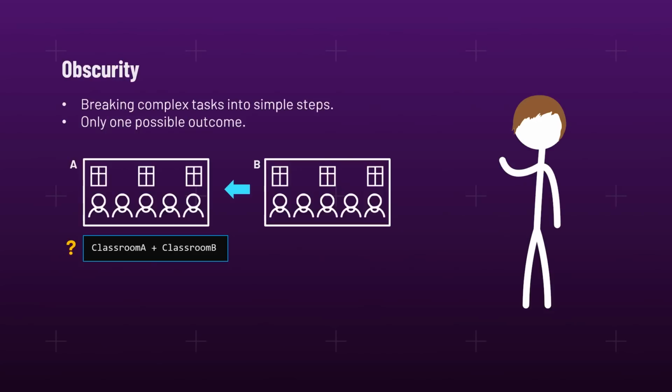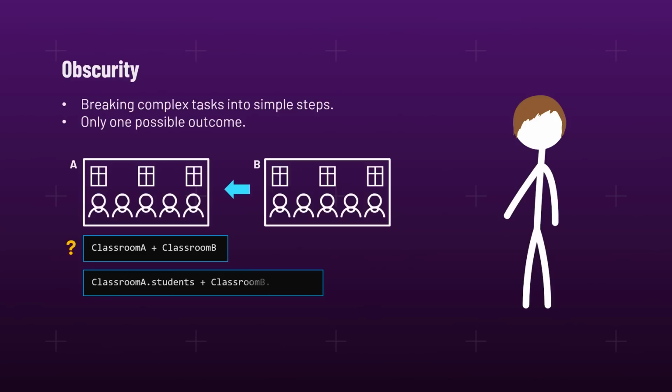Instead, what we want to say is that we want to specifically take the students from one classroom and add them to the students of the other classroom. Keeping in mind what we said about accessing data, our new solution might look something like this. Classroom A.students plus classroom B.students. Notice the periods where we're accessing the students' data contained inside of the classroom objects.